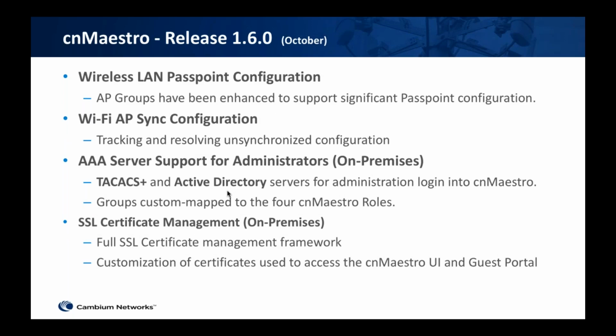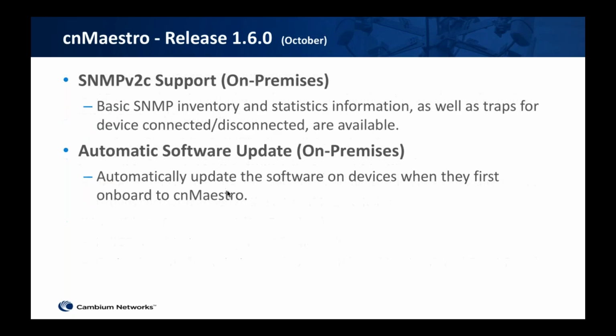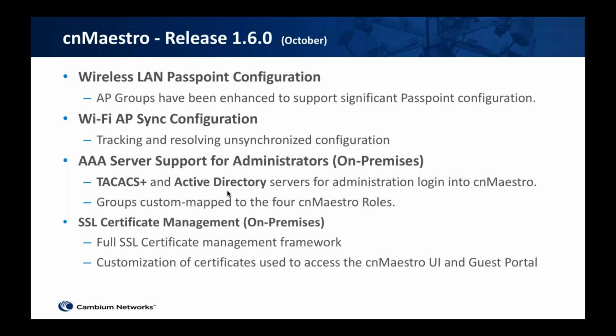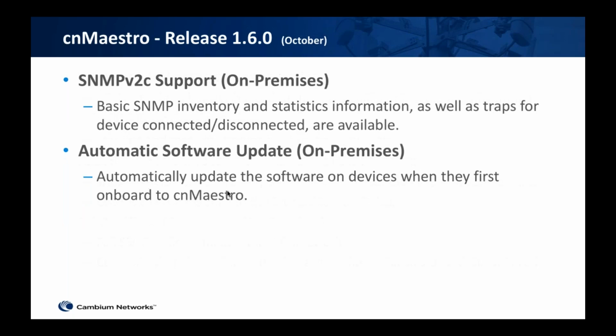The new thing in the 1.6 release is the wireless LAN passport configuration, Wi-Fi AP sync configuration, and AAA server support, which was asked for by many clients for the on-premises version. It supports TACACS+ and Active Directory right now, and it supports SSL certificate management as well.